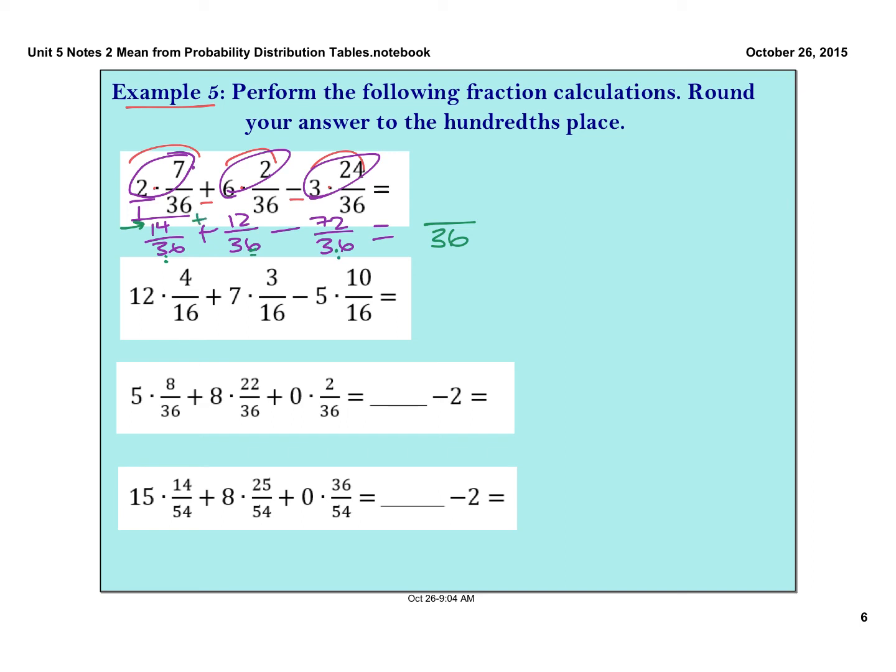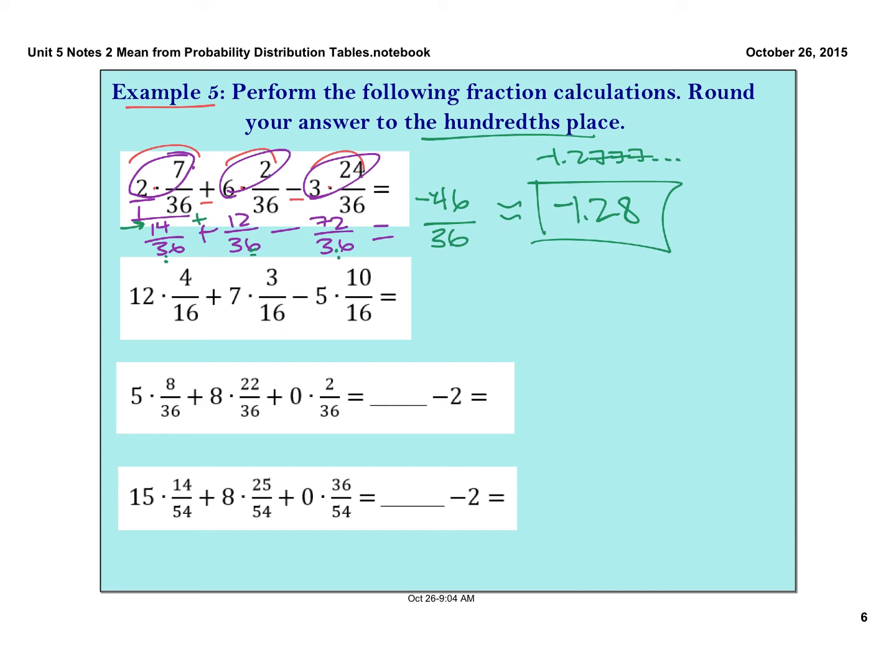14 plus 12 minus 72 gives me negative 46. So negative 46 out of 36, which translates into this decimal, negative 1.28 roughly. That's what I'm looking at there. So this is negative 1.2777, and that goes on and on and on. I round it to the hundredths place per the directions, and I get negative 1.28 there. All right, so let's take a look at the next one.